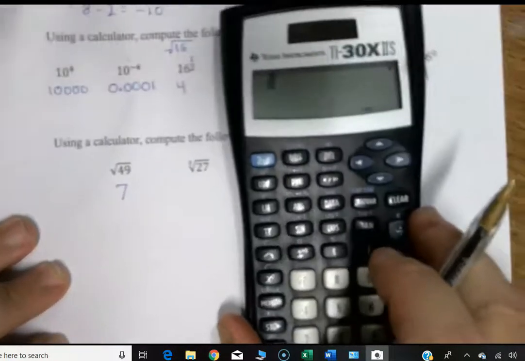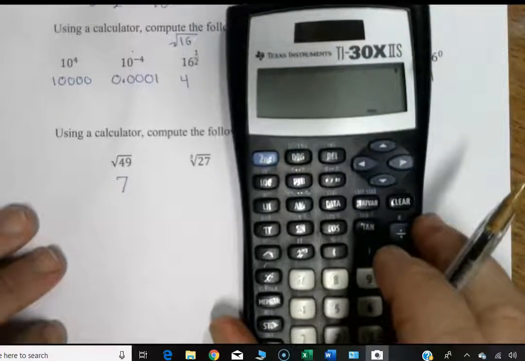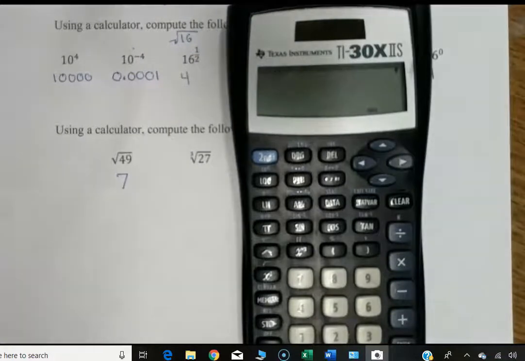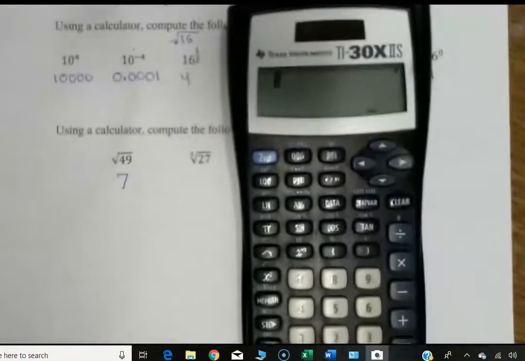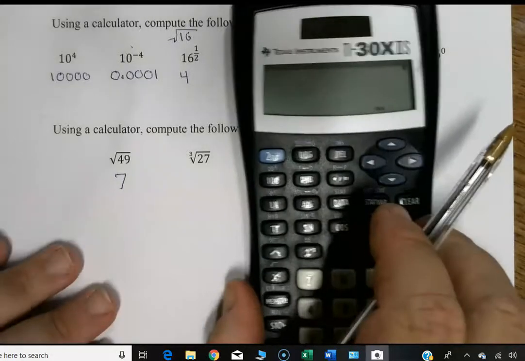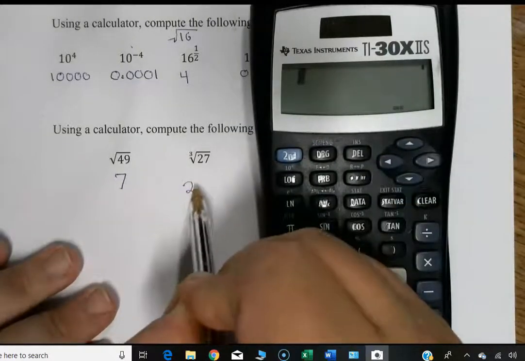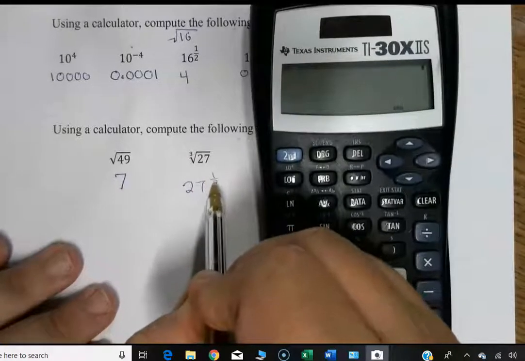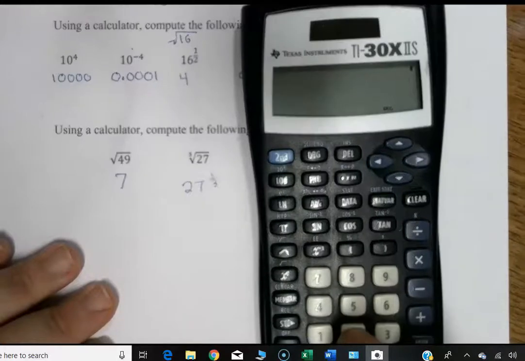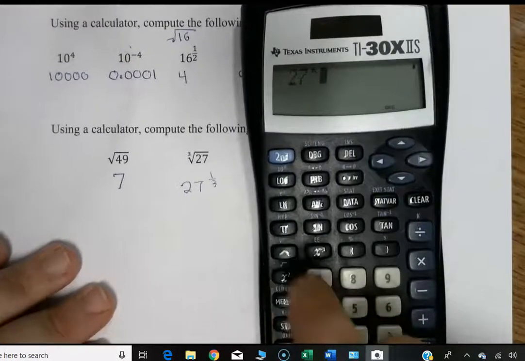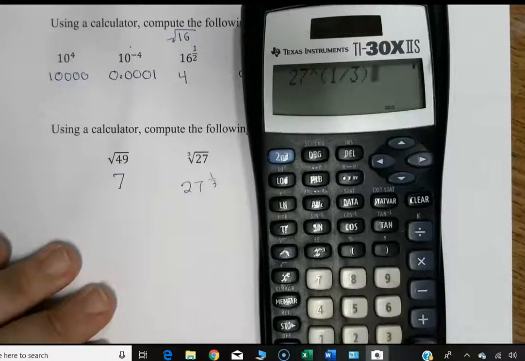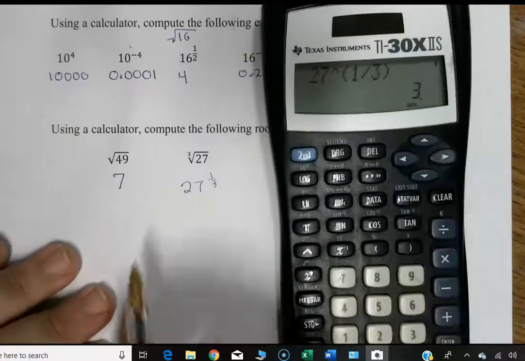Okay, how about this one? The cubed root of 27. I'll show you two ways to do that. Okay, how do you do the cubed root of 27? Remember, the cubed root of 27 could be written as 27 to the 1/3. So one way I can do that problem is to say 27 caret parenthesis 1 divided by 3 end parenthesis equals, and that gives me 3.